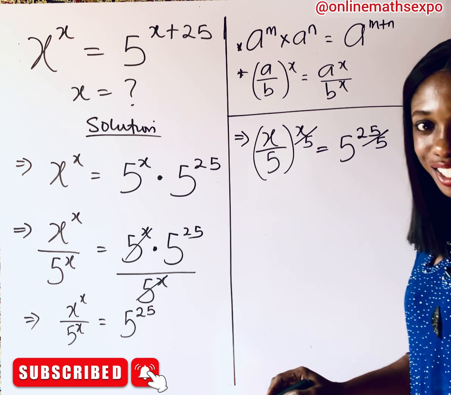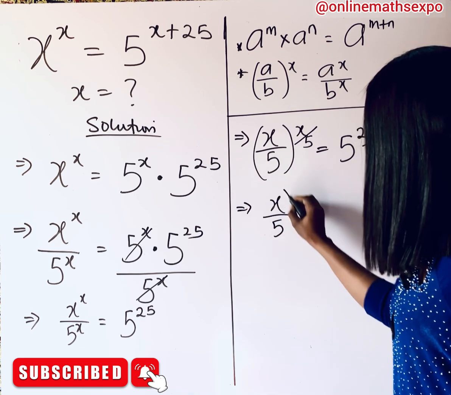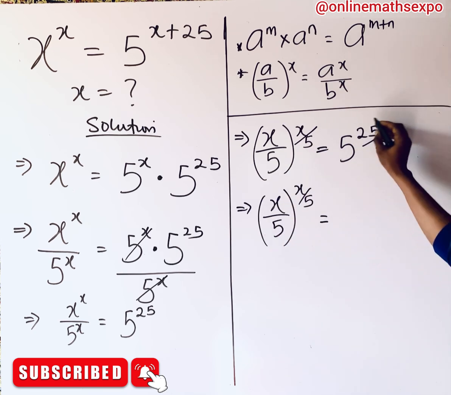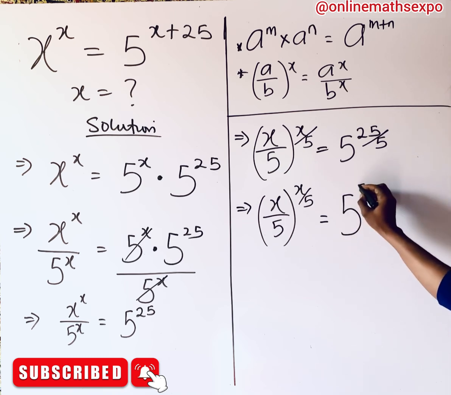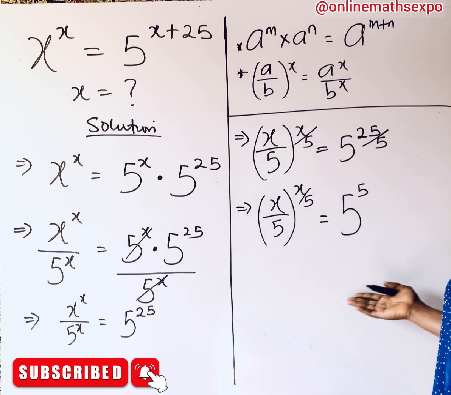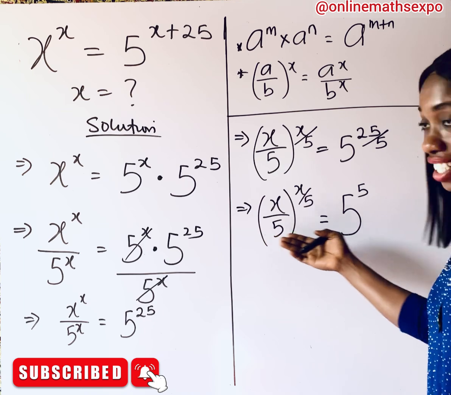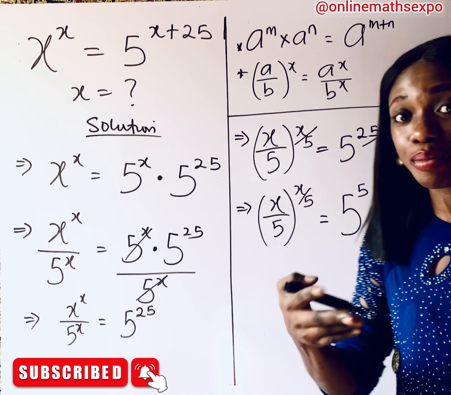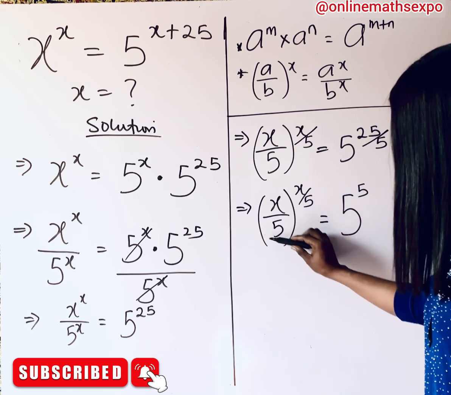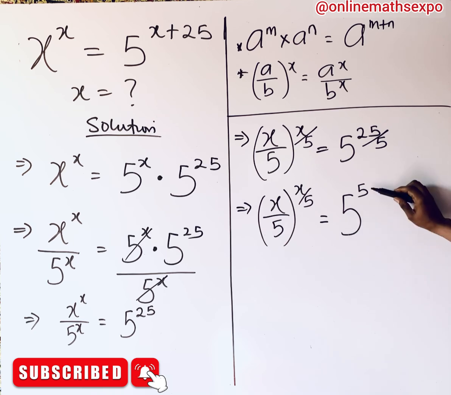I hope you're already seeing something. So this is going to give us x over 5 raised to the power of x over 5 is equal to, when you divide this power, it becomes 5. Did you see what we have gotten? Now, what is your conclusion at this point? Are we going to say that this is equal to this? Remember, the bases are not the same. So we're going to make an assumption, okay? The assumption is that you notice that this base and the power are the same, just like this base and its power are the same.